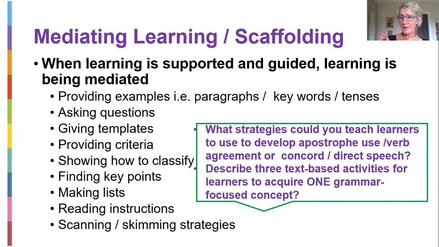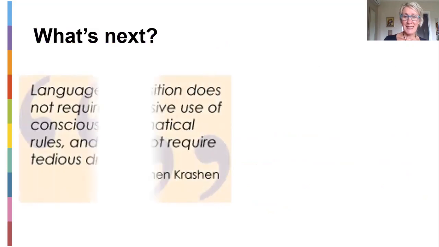What text-based activities could you have to acquire one grammar-focused concept? So if I want to acquire the past tense, what text-based activities could I do? Newspapers would be a great way to do this, because they've got a lot of direct speech, indirect speech, with the introductions, the conclusions, so you could possibly learn about past tense in a newspaper. How would you acquire the apostrophes? I think maybe with more informal topics where you've got lots of contractions and so on, that could help you with the use of the apostrophe as well. Think about it.